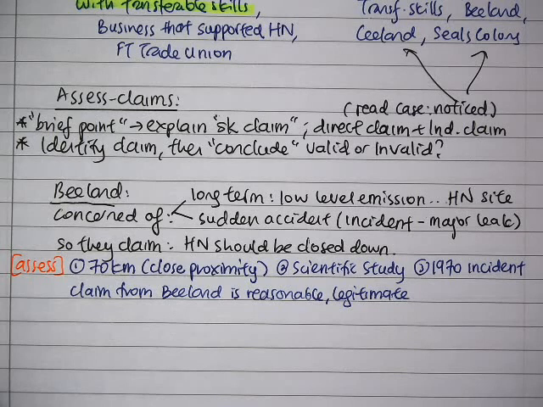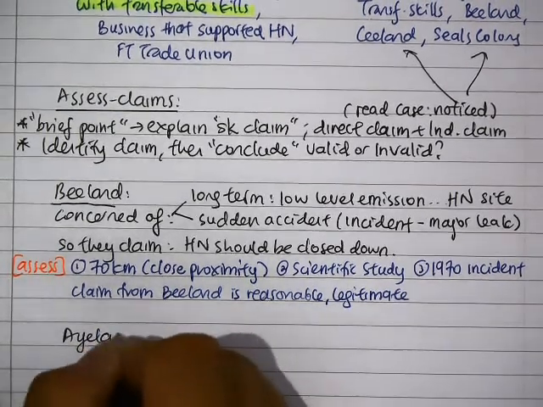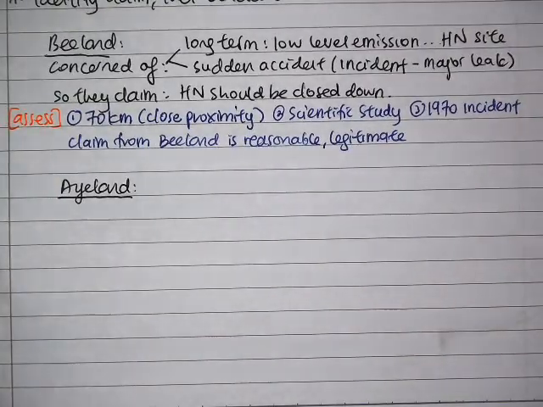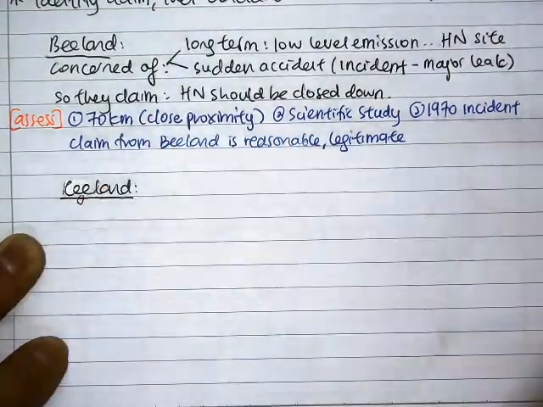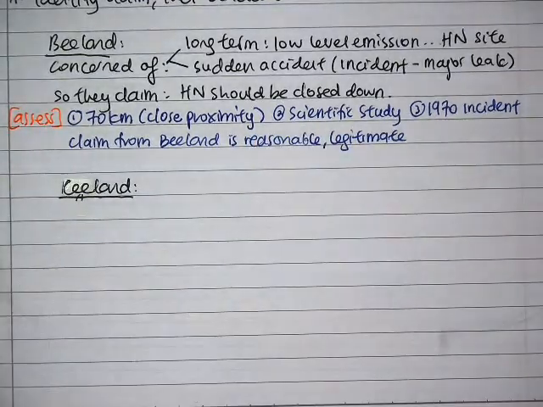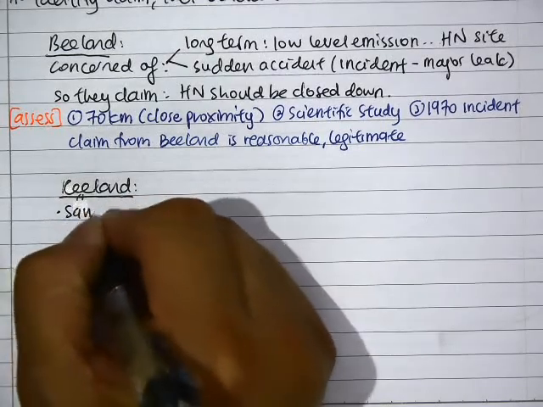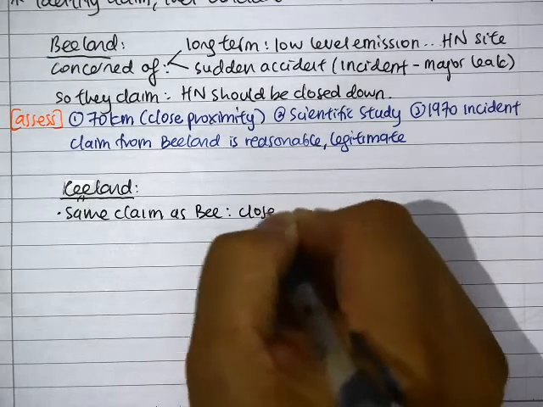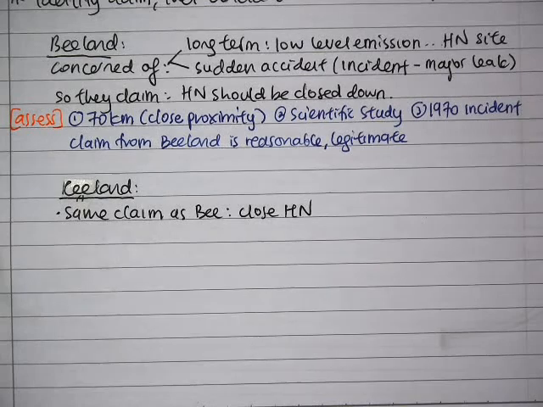1970 incident that happened before. Okay, happened before. And because of all that, they made a claim. So what do you think? Now we think that the claim from B land is reasonable, legitimate. I think they have a valid reason or right to demand it to be closed down, because they have all these concerns which is very close and affect them a lot. Okay, so this is B land.